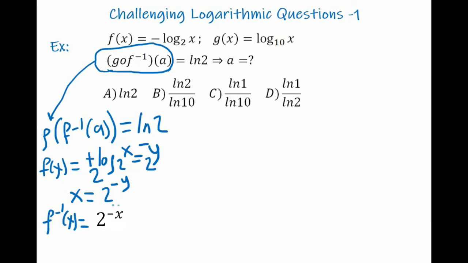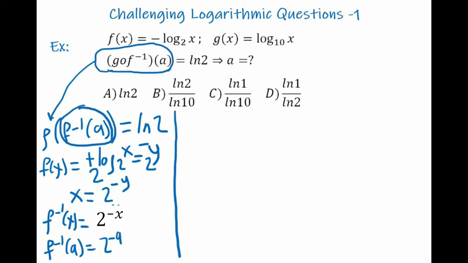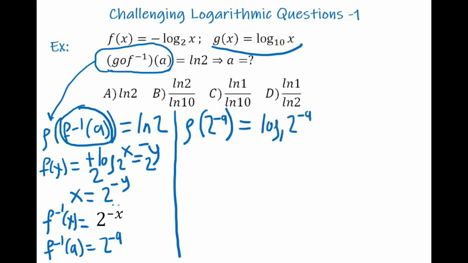And then once you plug a in for x, then we're going to have f inverse of a as 2 to the power of negative a. So we found out this value. And then what I'm going to do is I'll put that value instead of x in g of x. So I will have g of 2 to the power of negative a is equal to, guys. So g of x is here, okay. So I'm going to write that function, logarithm of, instead of x, I'm going to put 2 to the power of negative a, and the base is 10. That is equal to, guys, ln 2.